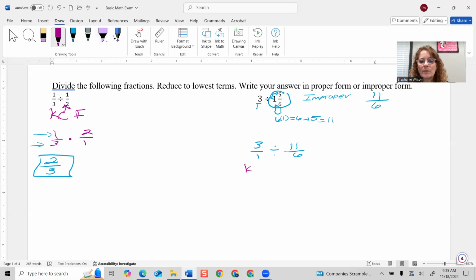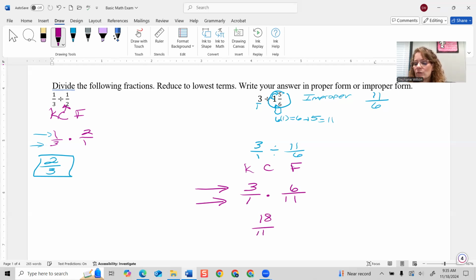Now let's apply that rule. Let's apply that keep the first, change the operation, and flip the second. So now I get 3 over 1 times 6 over 11. And again, here we go. We ask ourselves, is there a number on top that I can reduce with a number on bottom? Well, the numbers on top are 3 and 6, and the numbers on bottom are 1 and 11. Now 11's prime. You can't reduce the 3 or 6 with that. So we're going to multiply. 3 times 6 is 18 over 11.